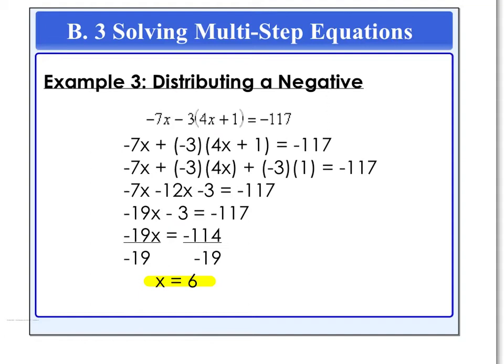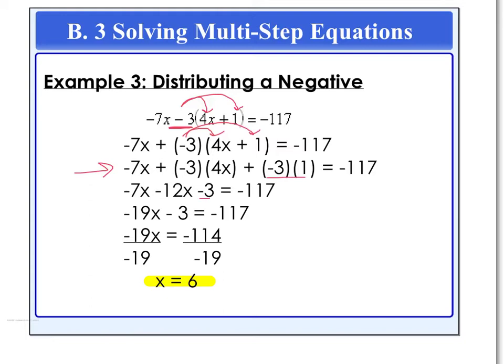Now here's one, and you want to make sure that you're careful with ones like this, because on our last test, when we had that negative, a lot of people forgot to distribute the negative 3 to both terms on the inside. So we've got our negative 7x, then we have to take the negative 3 times 4x, then we have to take the negative 3 times the 1 equaling negative 117. So I laid this out. This negative 3 distributed here, and then the negative 3 distributed here, written in this next step. So negative 3 times 4x is negative 12x, and negative 3 times 1 is negative 3.